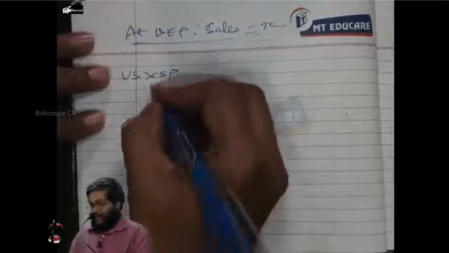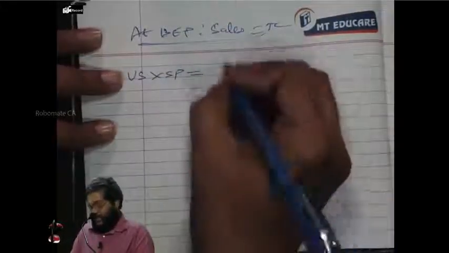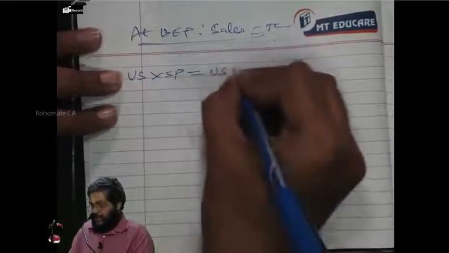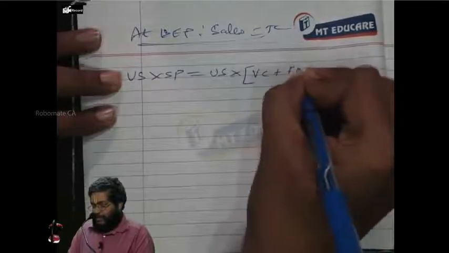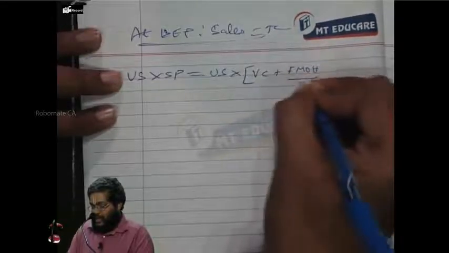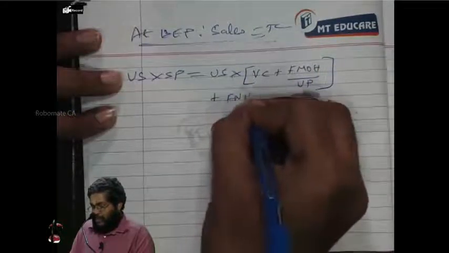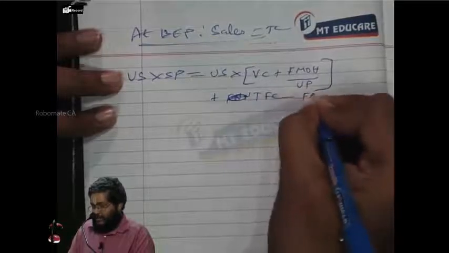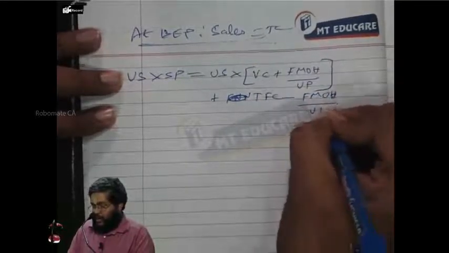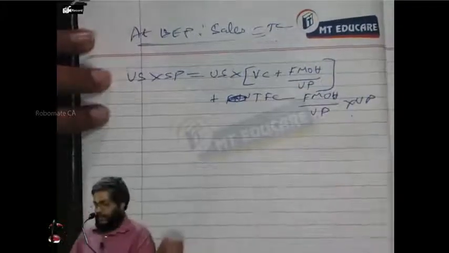Now, sales is unit sold into selling price, which is equal to total cost. Total cost is unit sold into variable cost plus FMOH divided by UD, plus total fixed cost minus FMOH divided by UD into UP. Do you accept or not? Now, see please.